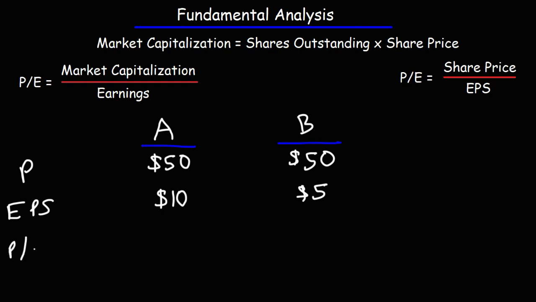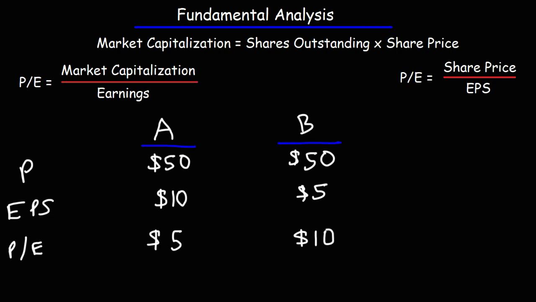Now let's calculate the PE ratio for each of these two companies using this formula. So it's going to be the share price divided by the EPS. So for company A, 50 divided by 10 is 5. For company B, 50 divided by 5 is 10. So now we have the PE ratio of company A and company B.